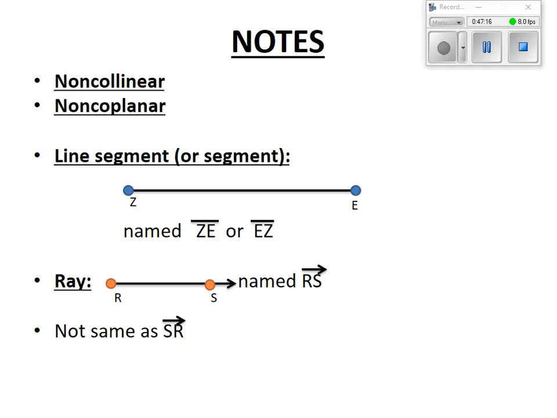Now, if it's exactly opposite of mine, where's it going to start at? It's going to start at P. So my ray starts here at P and it goes this direction. If his is exactly opposite of mine, it's going to start at P and go that direction. Both start the same.